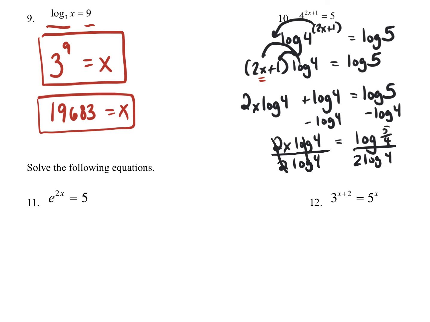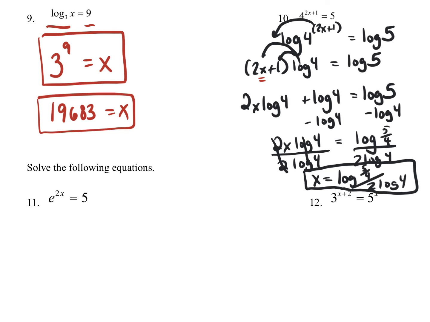So my answer is going to be x equals log 5/4 divided by 2 log 4. Now you can certainly find the decimal of this. This is the exact answer. Putting the decimal would just simply be putting it into the calculator.